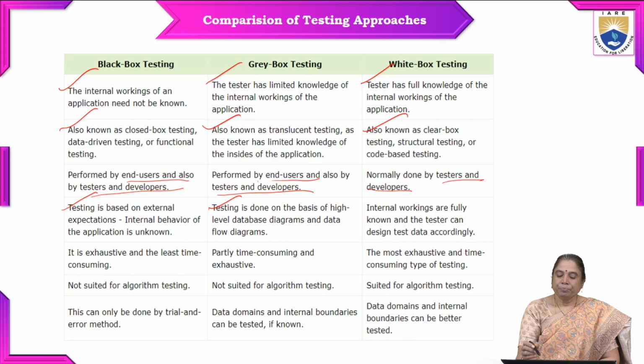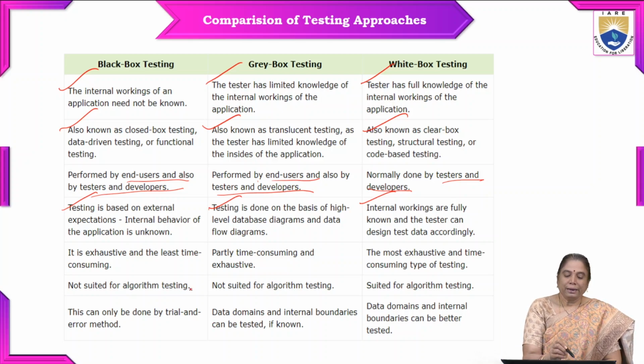Internal working is fully known and the tester can design test data accordingly in case of white box testing. So it is purely based on the control flow and the logic flow of the program in case of white box testing. Black box testing is exhaustive and least time consuming. But in case of gray box testing, it is partly time consuming and exhaustive. In case of white box testing, it is the most exhaustive and time consuming type of testing.